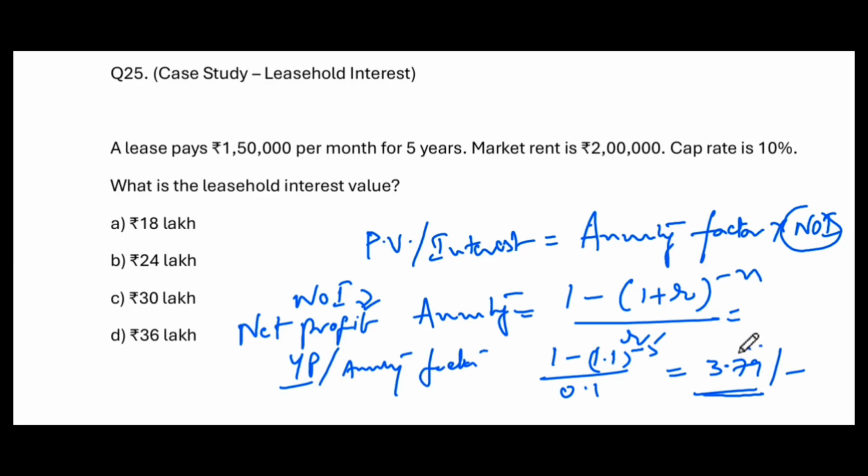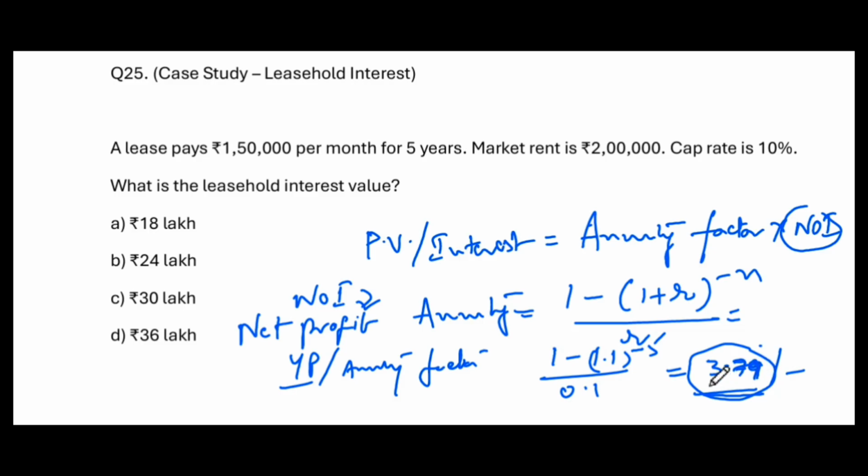What is 3.79 rupees here? This 3.79 rupees is the property value today.